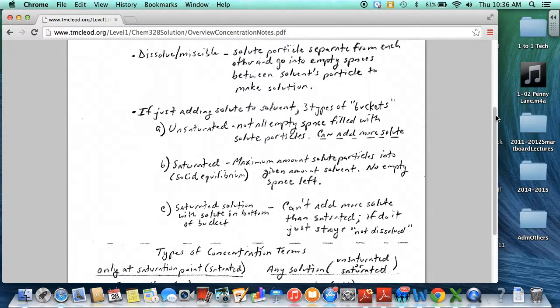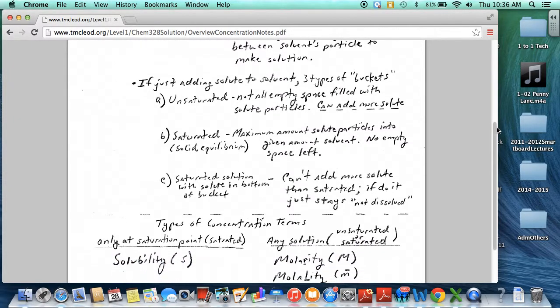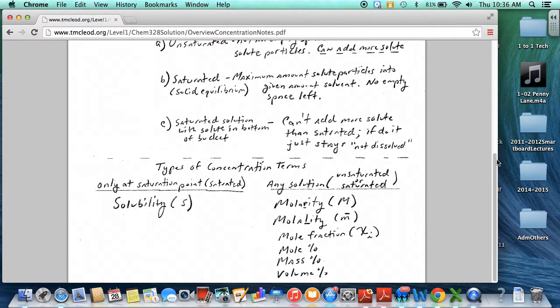Now, concentrations are separated because there are a number of different ways of telling somebody how much solute needs to be put in a given amount of solvent to give a certain amount of solution. They're basically broken up by what kind of solutions they apply to. The key is solubility. Solubility, which is a type of concentration, can only exist for solutions that are at the saturation point.